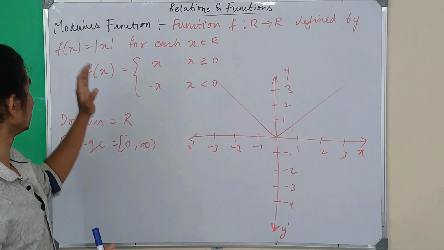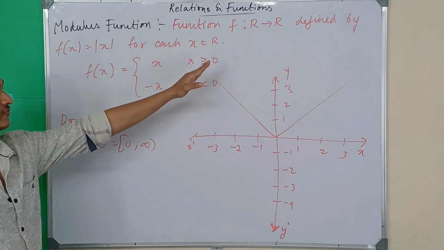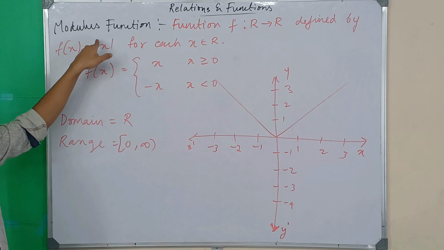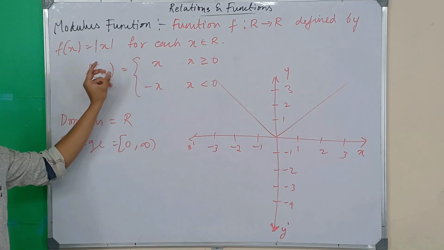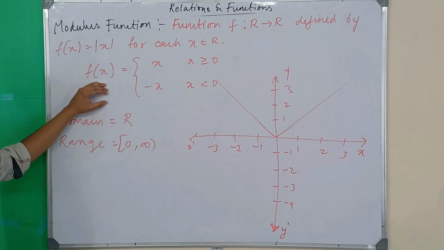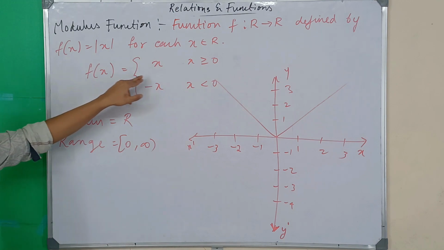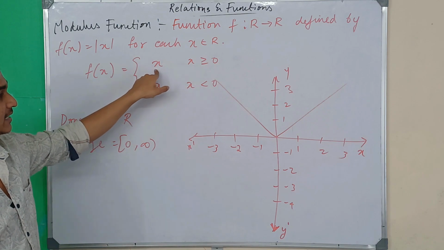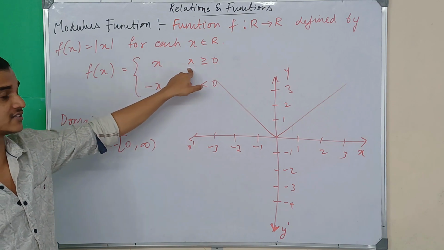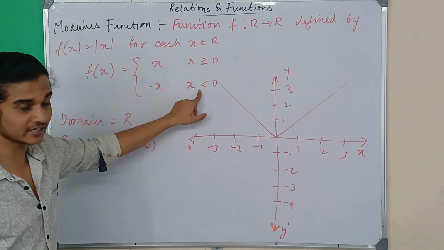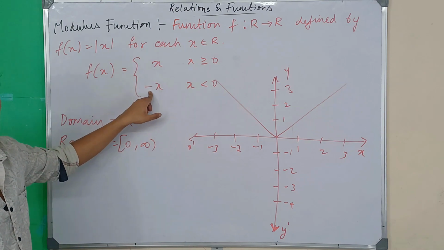The next type of function is the modulus function. Function f from R to R defined by f of x equal to mod x. We write this with 2 bars, which you read as mod x, for each x belongs to real numbers. This is how the function is defined. So if the number you're putting is positive, or greater than or equal to 0, you're going to retain it as it is.